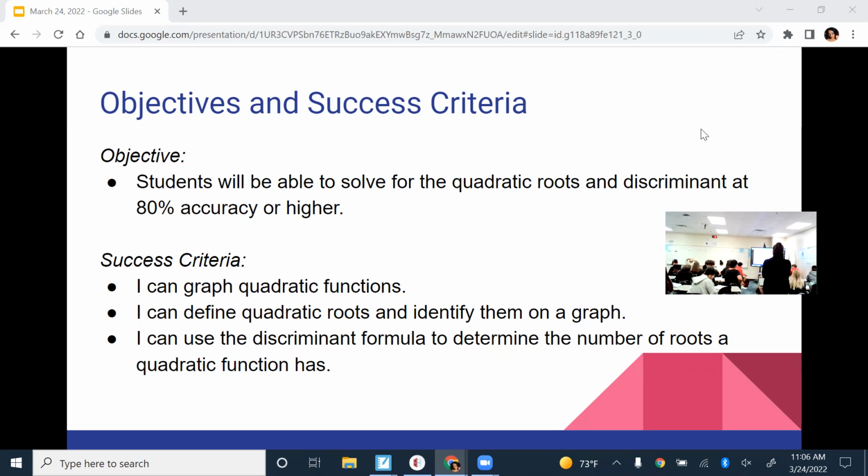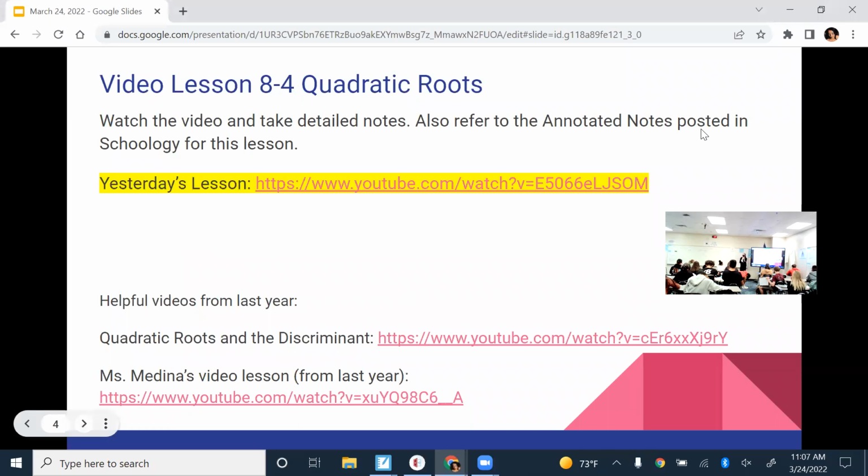For the quadratic roots, so far we only know how to calculate them by graphing. And for the discriminant, there's a formula. You need to know what that formula is and know what the value of the discriminant means when it comes to the number of solutions. So that's how you'll be tested today.